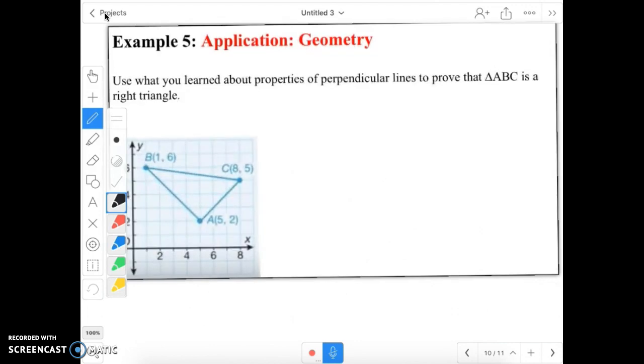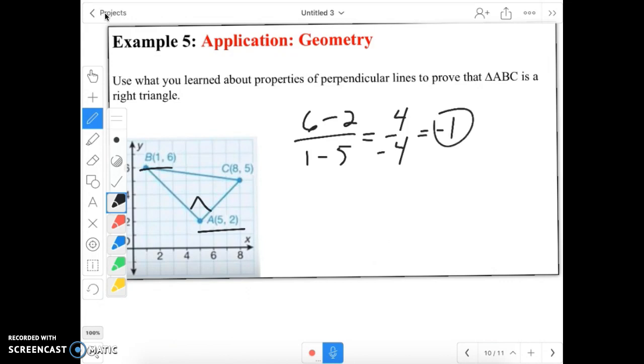And then our last one, let's see if I have a little bit of time. So I'm trying to figure out that this is a right triangle. So that would mean that this point right here, or that angle, would be a right angle, because the hypotenuse wouldn't be a right angle. So I'm going to find the slopes of those hopefully pretty quickly. So I'm going to do 6 minus 2. This is the points B and A. And 1 minus 5, so I get 4 over negative 4, which equals negative 1.